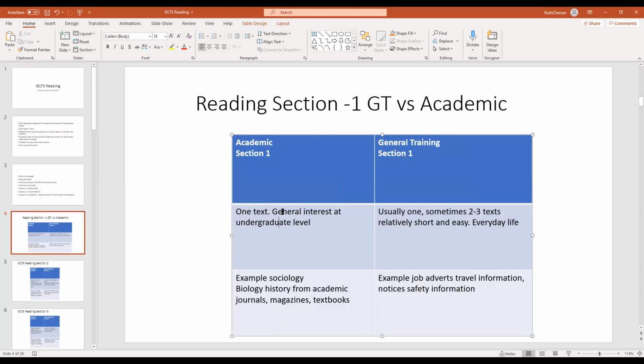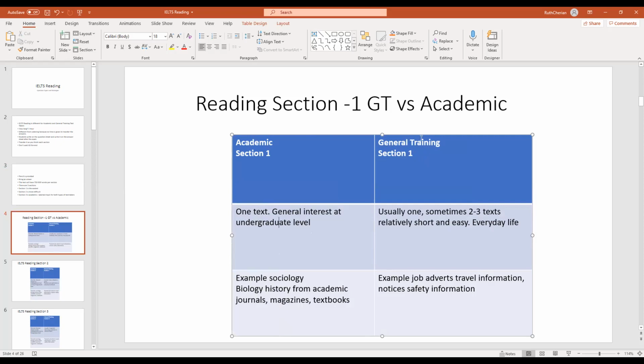So this is going to be the level. It's going to be at an undergraduate level. It'll be a topic of some academic general interest. So the topics are taken from either a sociology topic, or it's going to be something from biology or history, from academic journals, magazines, and textbooks.